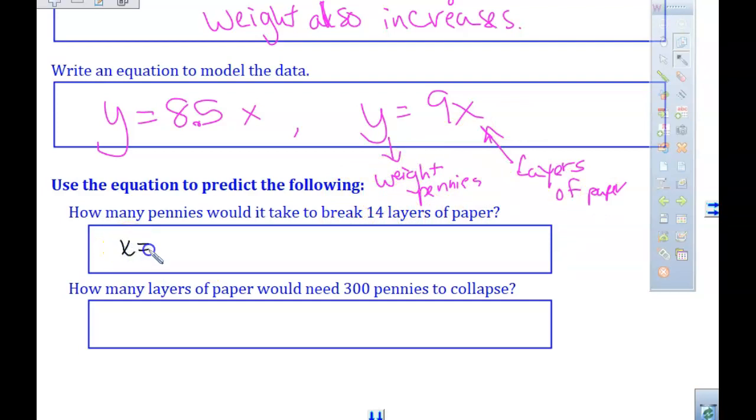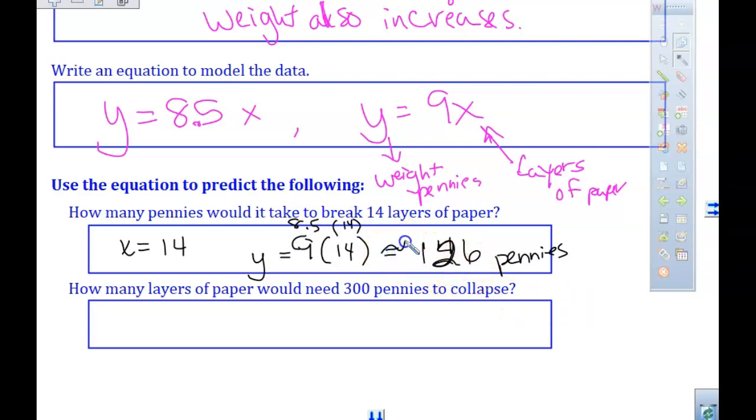So I'm gonna say x equals 14, and I like this equation, it's just a little easier. On your paper, please write down y equals 9 times 14. Take out those calculators. 9 times 14, did you do? Yep. And you got how many? 126. 126 pennies. Would someone have a different answer if they would have used 8.5 times 14? Yeah. It'd probably be a little less than that, right?